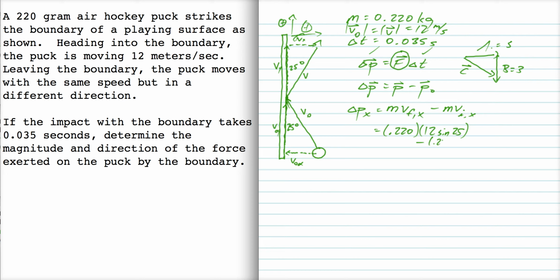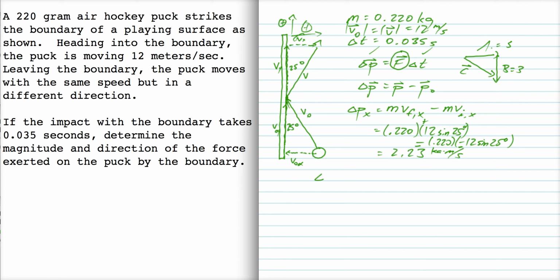So that's 0.220 times negative 12 sine 25. So you got to be very careful with your signs here because they're both important. The final x velocity is positive 12 sine 25, and the initial velocity is negative 12 sine 25. So these two minus signs cancel out. It means you add them together. You add these two terms together to get 2.23 kilogram meters per second.